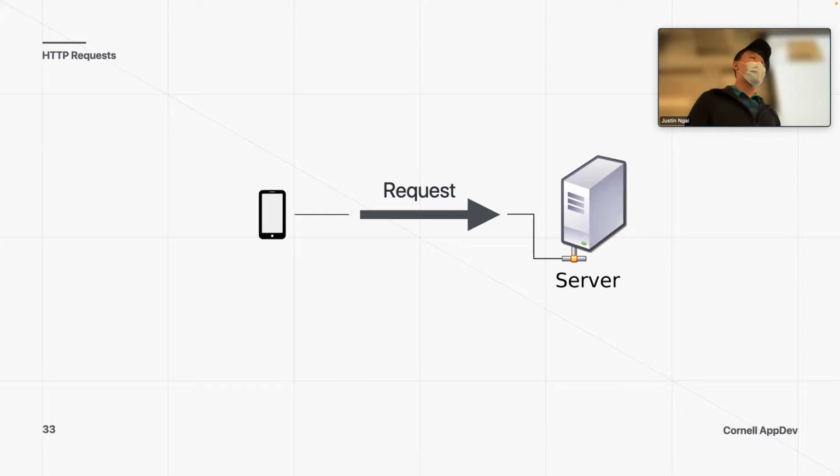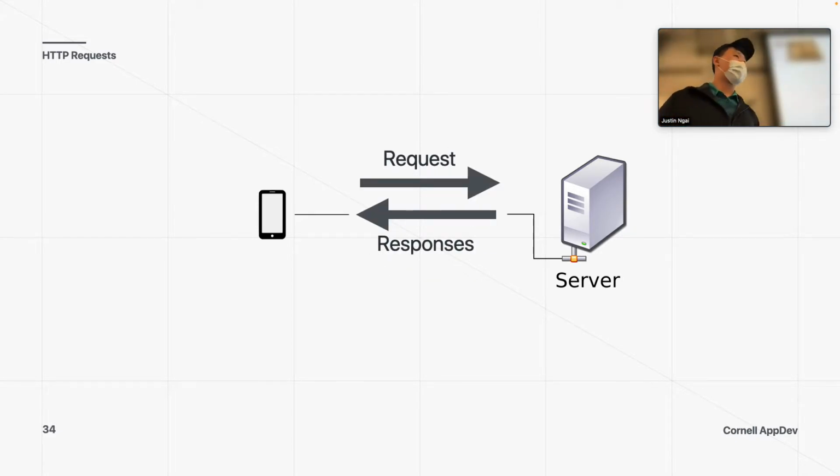So we talked about the requesting part. The client sends an HTTP request in the form of a get, in the form of a post, or in the form of other requests, but usually it's get or post. And the server will respond. The server is like, sure, here's your data.